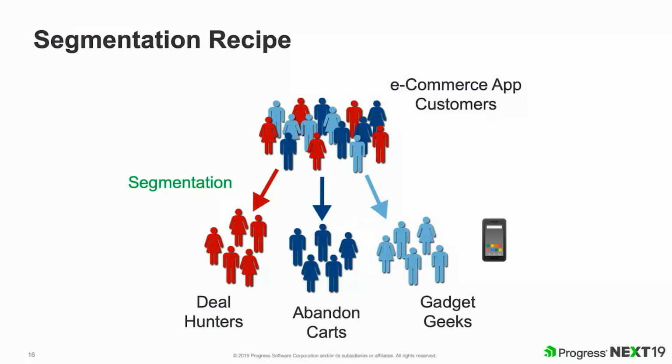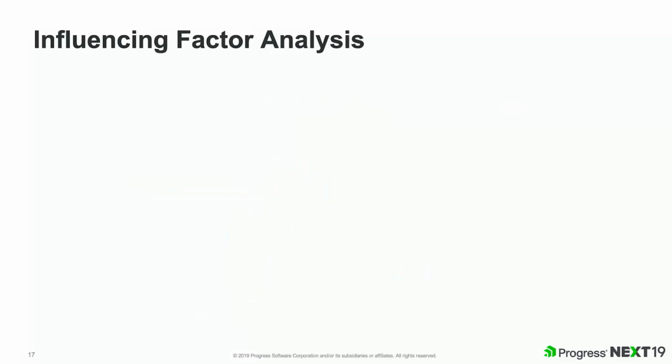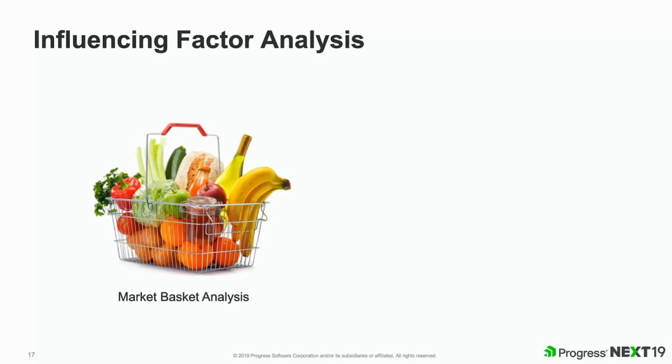So these are the people whom you would want to sell the phone to. Once you are able to segregate the customers, you will be able to target them. So this is the segmentation recipe. The next is the influencing factor analysis. This can be best explained through market basket analysis.